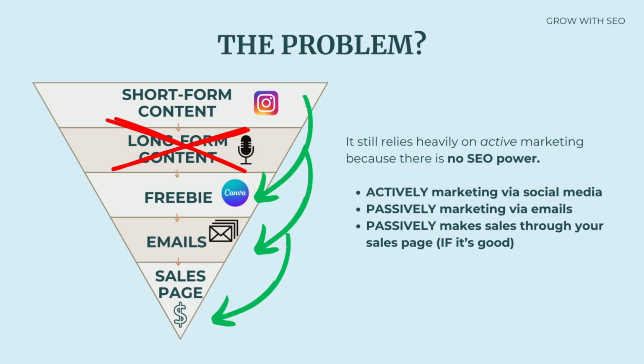The problem with this strategy is that it still relies heavily on active marketing because there's no SEO power. So you're actively marketing on social media, you'll be passively marketing via your emails so that you can passively make sales through your sales page, but only if your sales page has good copy, because if it has bad copy, you're probably not going to convert. And we'll talk about that a little later.